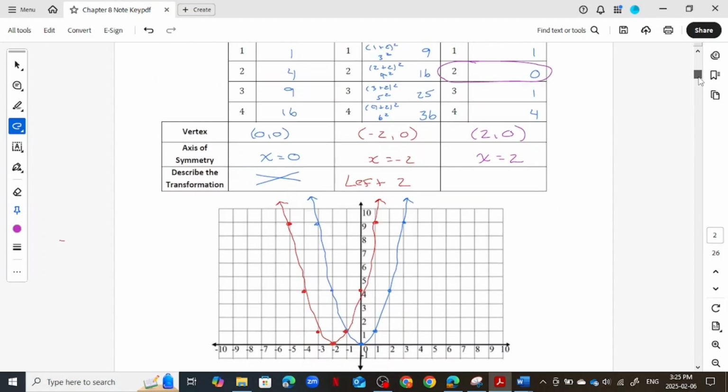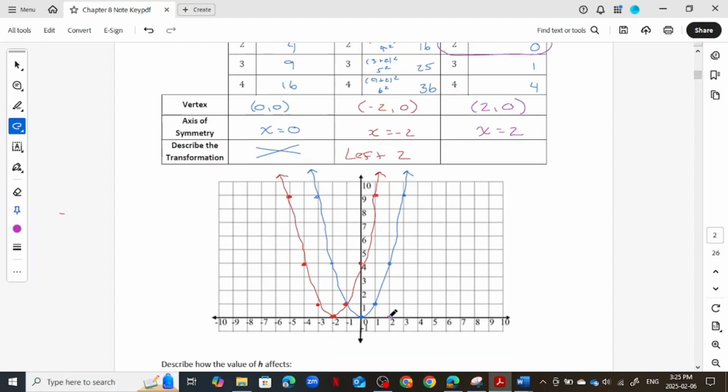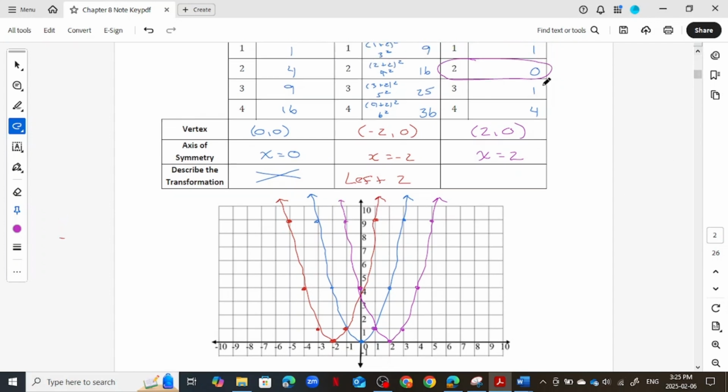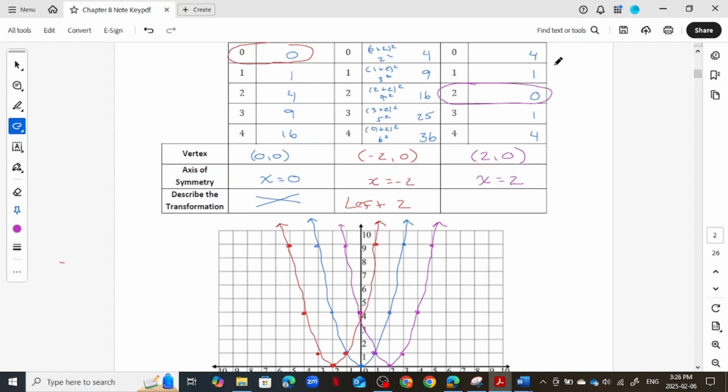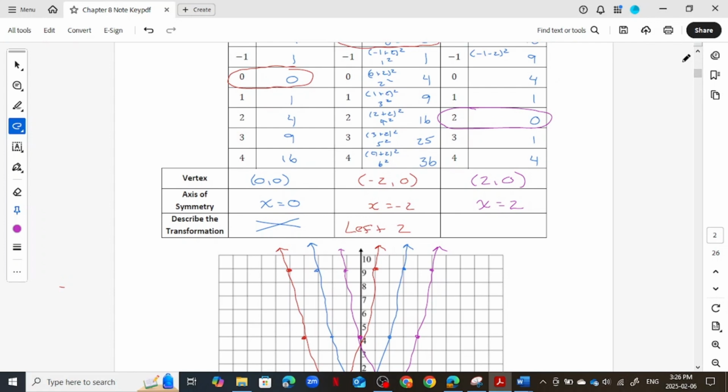Where's this graph going to go? Well, let's graph it. Let's put that vertex at 2, 0. If I do my regular shape, over 1, up 1, over 2, up 4, over 3, up 9, and on the other side as well, over 1, up 1, over 2, up 4, over 3, up 9. Does that match the table of values that I picked? Well, let's check some points. We've got that point at 2, 0. We have a point at 3, 1, and a point at 4, 4. The other way, we have a point at 1, 1, a point at 0, 4, and then a point at negative 1, 9.